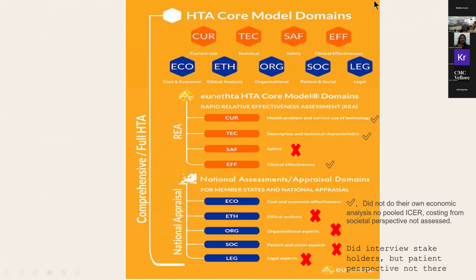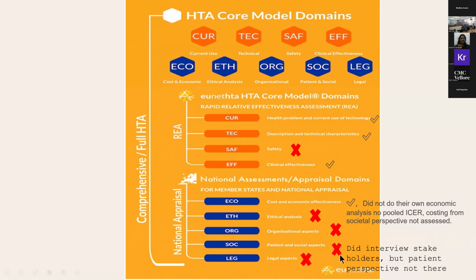So coming back to the European CoreNet model, have they looked at health problem and current use of technology? Yes. Have they described the technical characteristics? Yes. They didn't describe safety. Clinical effectiveness was looked at. Cost and economic effectiveness, they did do, but they didn't do their own economic analysis. They don't give you a pooled ICER. They have not looked at society perspective. Ethical analysis not done. Organizational aspect not looked at.